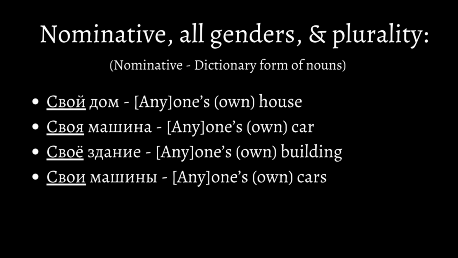Here, we have свой in the nominative under every gender while also being plural. Свой дом, своя машина, свое здание, and свои машины. Let's not forget that the plural can apply to any gender, so in this case, I'm using the noun машина again. Also, none of the nouns change because the nominative is the dictionary form of nouns. And again, there are no definitive pronouns in these phrases because свой refers to one's own, so any pronoun or subject would work in this case.